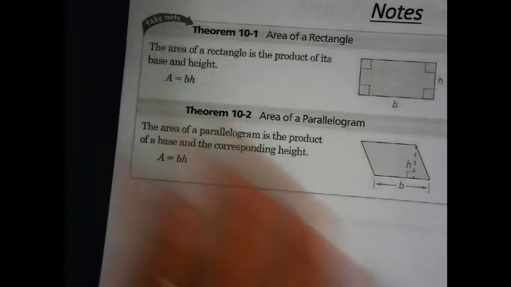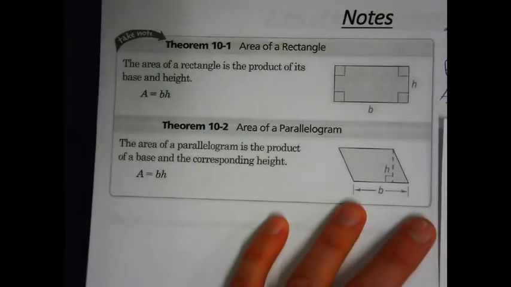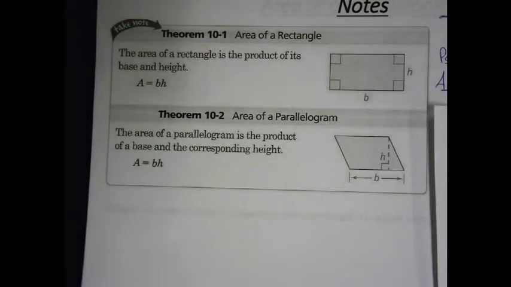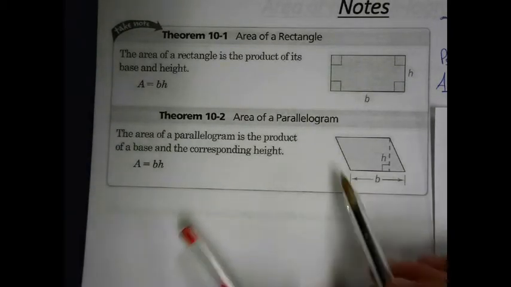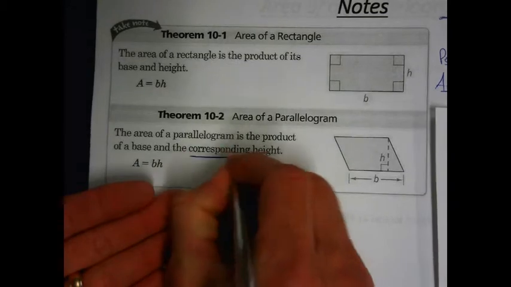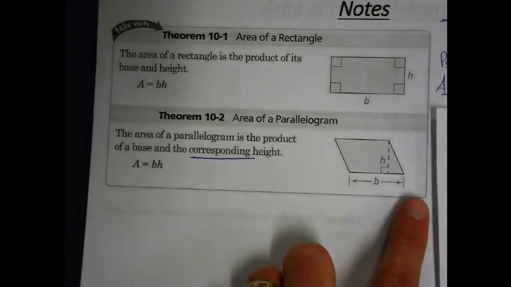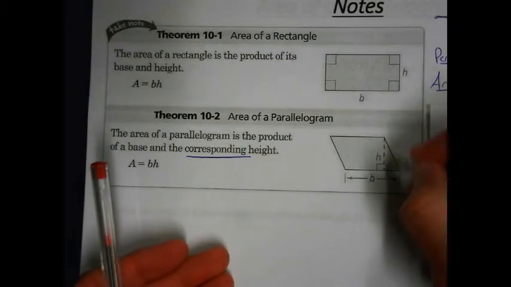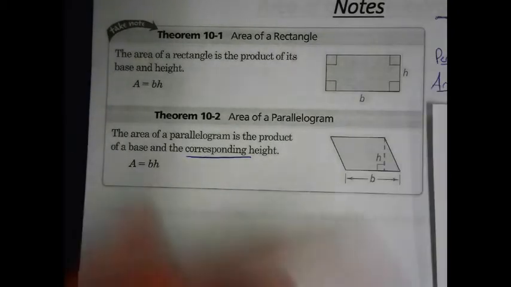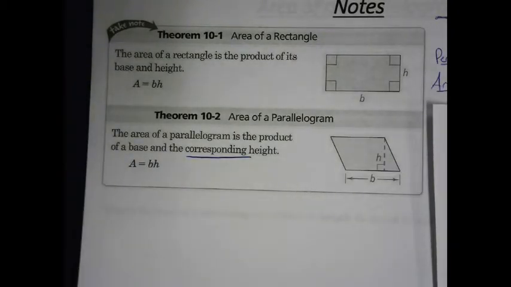When we're talking about the area of a parallelogram, it's the same thing. It's base times height. With a parallelogram, you have a base and a corresponding height. And notice the word corresponding. So in this diagram here, if your base is the base, the corresponding height is what will be perpendicular to it. The altitude to that base. Perpendicular to that base, that's the height.